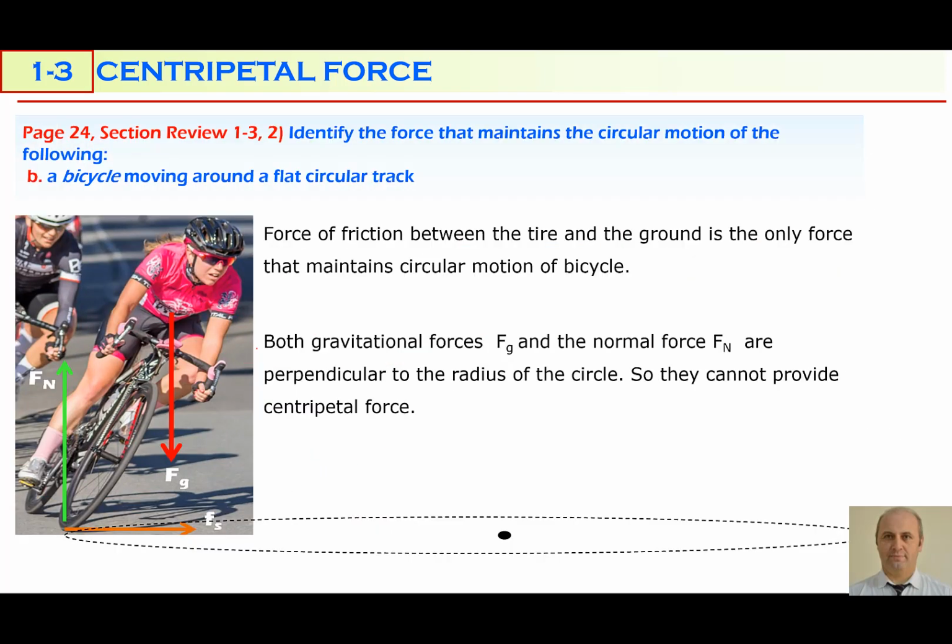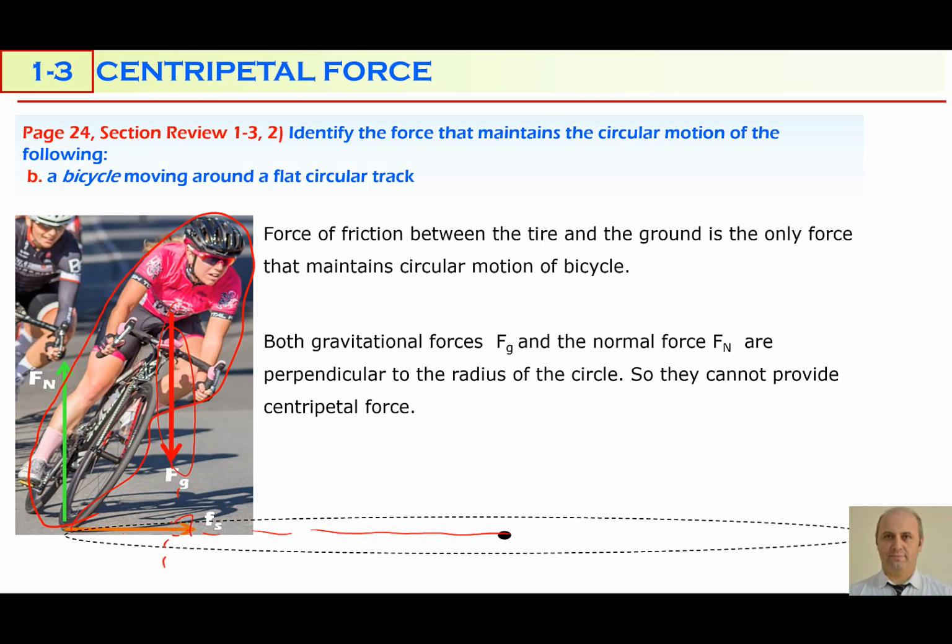But if we are talking about the bicycle moving around the flat circular track, we are going to think about the combined mass of the bicycle and the rider. So there are three forces acting on this combination. One of them is, of course, gravitational force, which always acts downward, perpendicular to the radius. That's why gravitational force in here cannot be centripetal force.